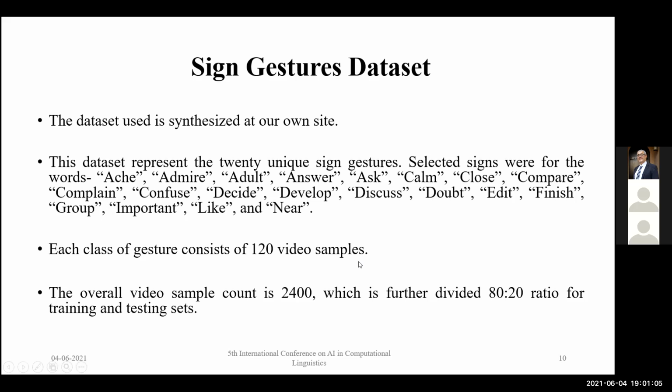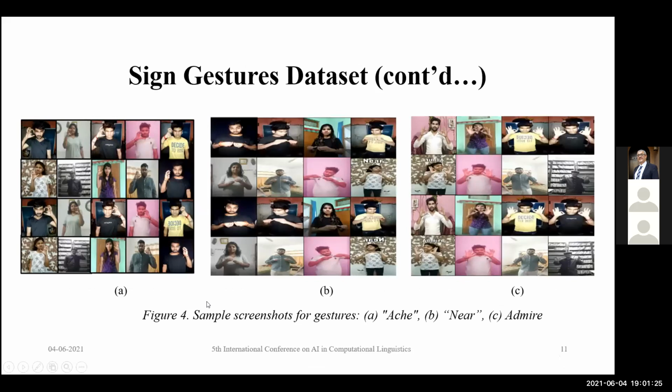So we had synthesized 120 video samples for every one of these gestures, and in all 2400 video clips. And in order to have training, we do a five-fold cross validation, where we divide into an 80-20 ratio for training and testing.